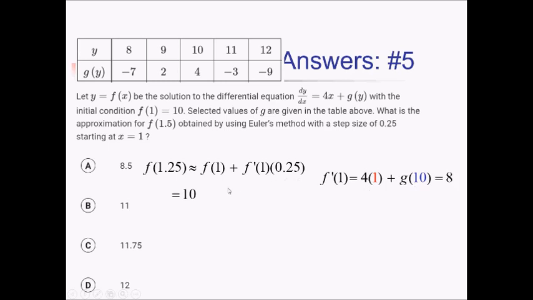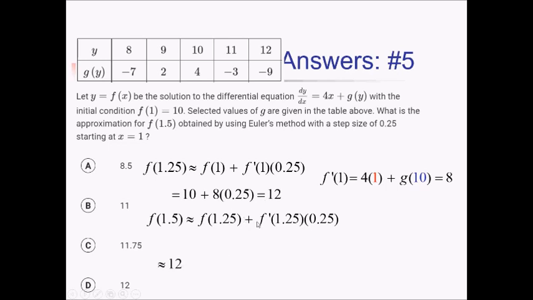So this is 8 times 0.25. So let's go ahead and simplify that to make the next few steps of this problem easier. This is basically 1/4 of 8, which is 2. 10 plus that gives us 12. All right, so we've got f of 1.25. Now we move on to f of 1.5. That's going to be f of 1.25, which we just found, approximately, plus f prime of 1.25 times our step size of 0.25.